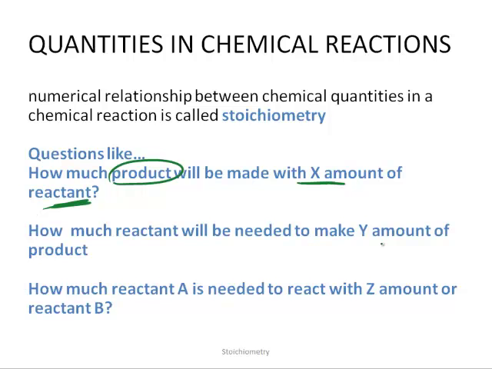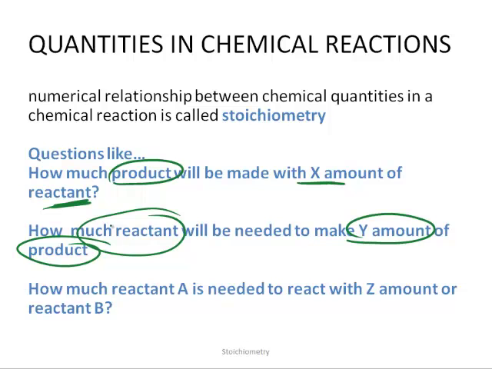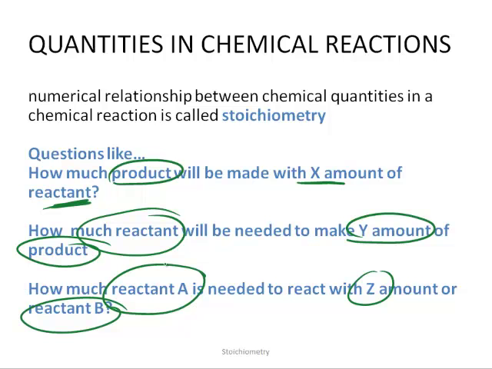Or if I say I want to make Y amount of product, say 20 grams of silver chloride, how much silver nitrate do I need? How much reactant do I need? Or let's say I have Z amount of B, a reactant. So say I have 10 grams of carbon in our first example. How much cobalt-2 oxide do I need to react with it completely? All of these questions can be answered utilizing stoichiometry.